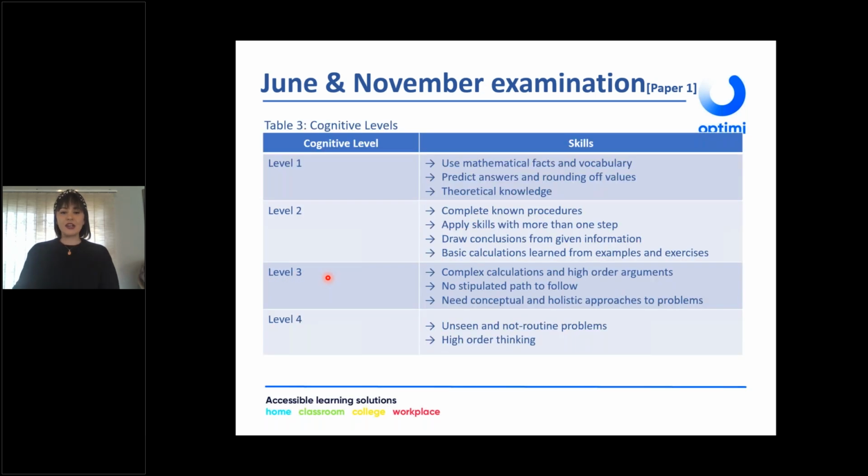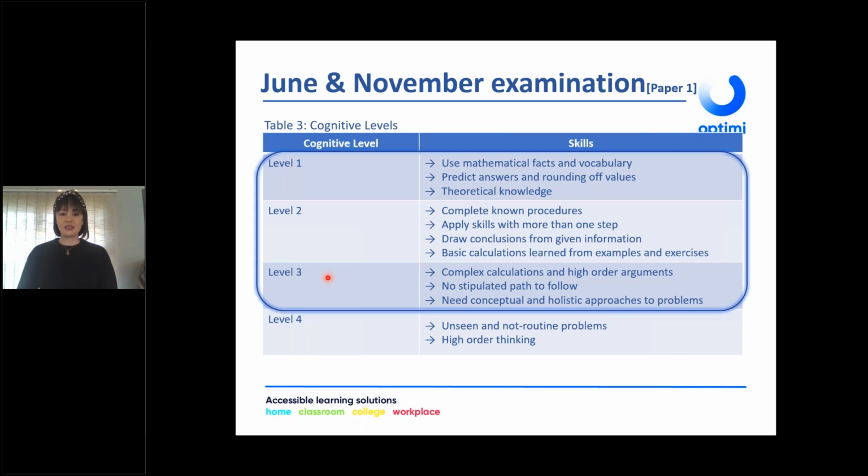Now, let's quickly have a look at what I mean by these levels. So you will find that in your previous grades, some of these levels were explained in your study guide and in your facilitator guide. But if you are not yet familiar, let's quickly have a look at those. So in paper 1, we are only dealing with level 1, level 2, and level 3 cognitive levels.